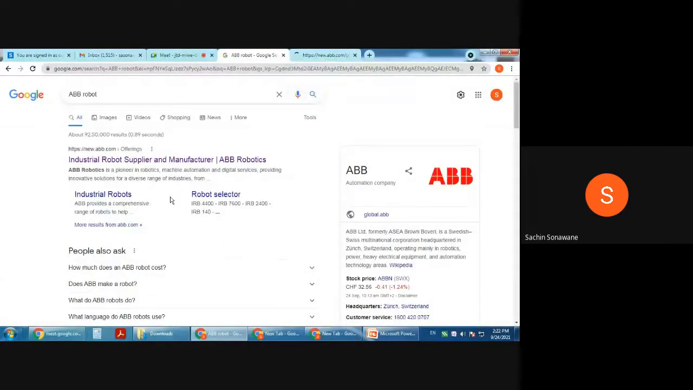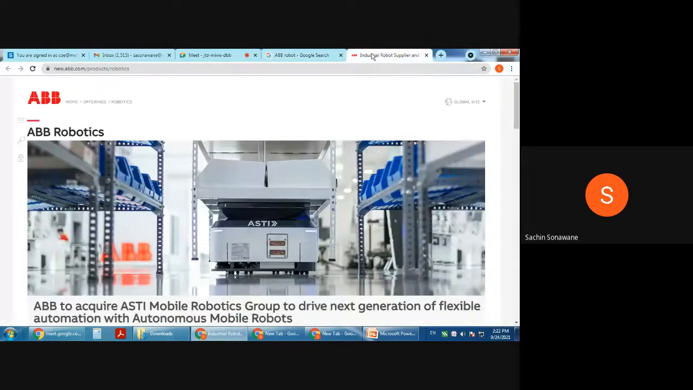See this ABB. ABB Robotics is a pioneer in robotics, machine automation, and digital services, providing innovative solutions for a diverse range of industries. It is a Swedish-Swiss multinational corporation headquartered in Zurich, Switzerland, operating mainly in robotics, power, heavy electrical equipment, and automation technology areas. See that this ABB Robotics.